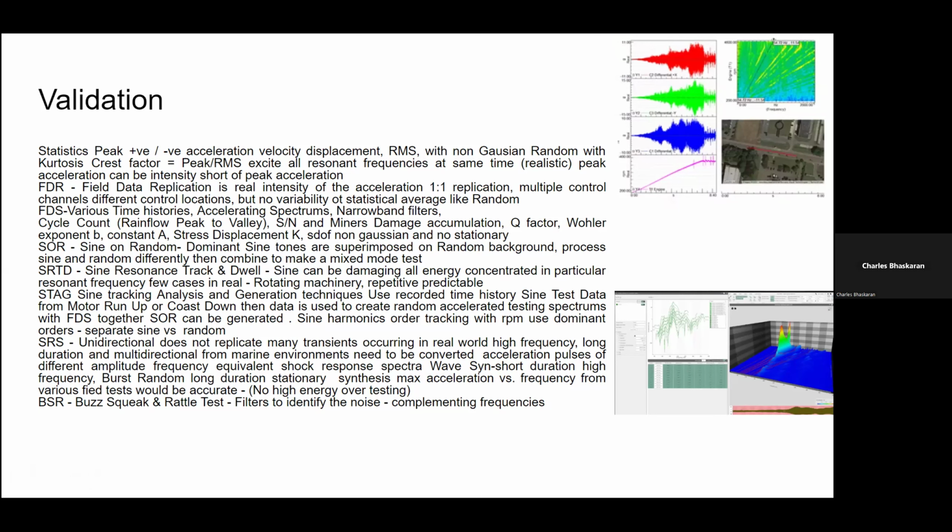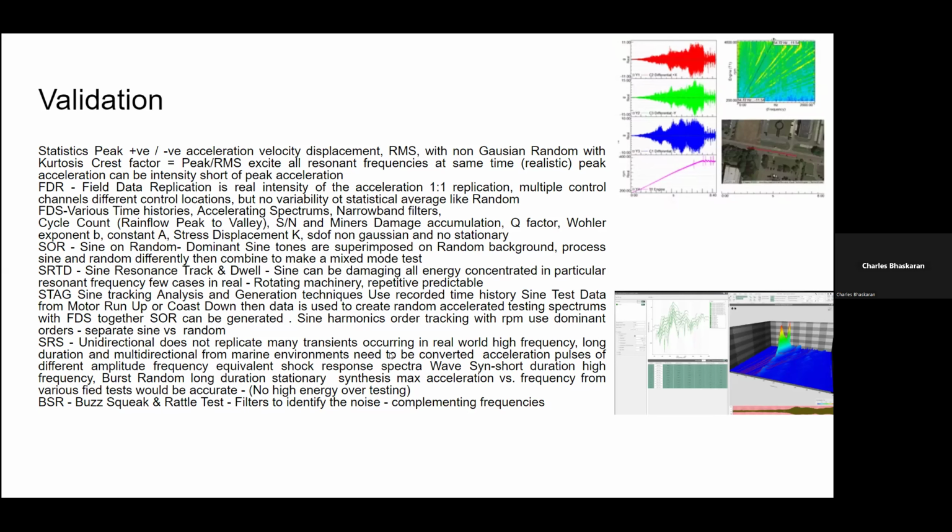The last one I'm going to talk about is SRS, or shocks. Why do we run SRS shocks? Unidirectional shocks that we do do happen in the real world, but they don't really replicate many of the transients that happen in the real world. In the real world, there's a lot of high frequency content, whereas unidirectional normally goes to low frequency. There are a lot of long duration shocks that we see in reality. There are multi-directional effects that we see in marine environments. So that is why it's really important to do these kinds of shocks in addition.